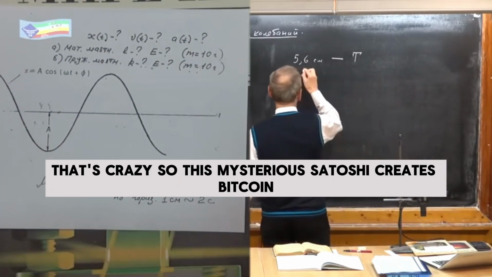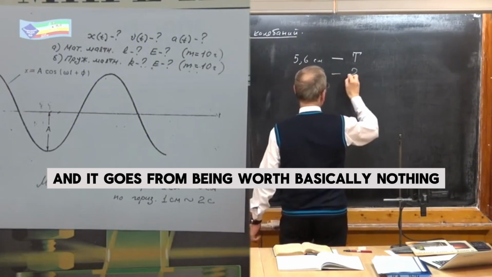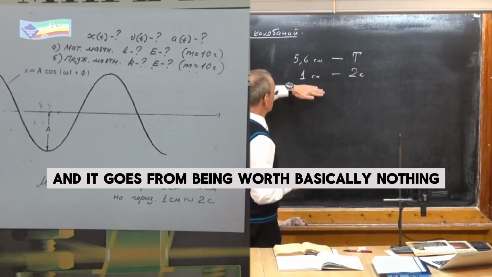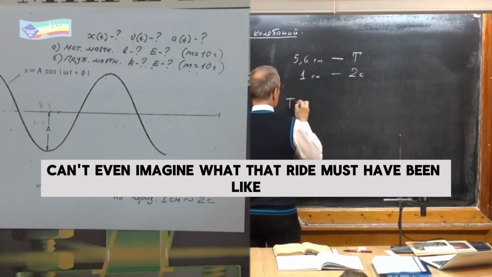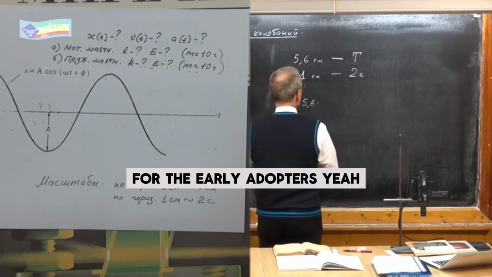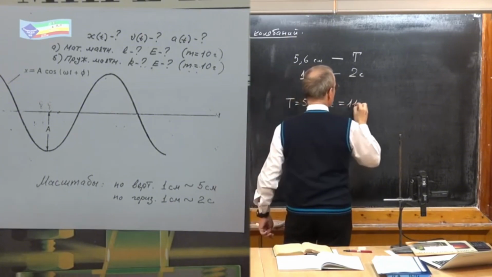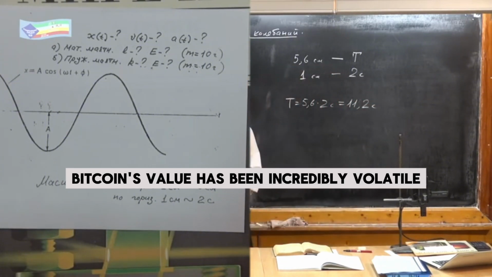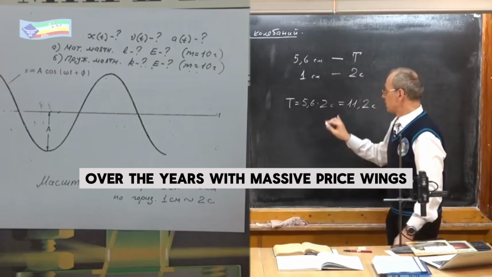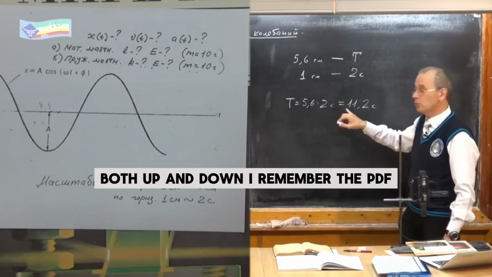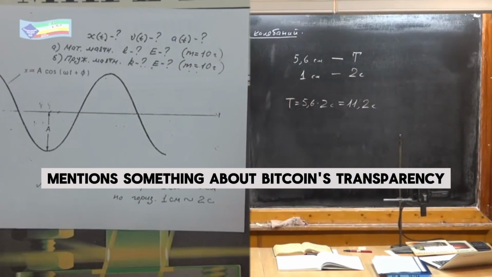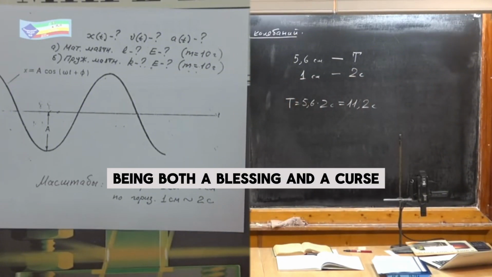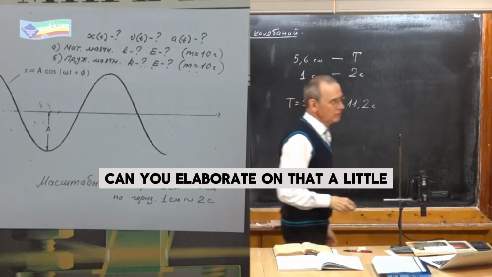So this mysterious Satoshi creates Bitcoin, and it goes from being worth basically nothing to being worth thousands of dollars today. Yeah. Can't even imagine what that ride must have been like for the early adopters. Yeah, it's been quite a journey. Bitcoin's value has been incredibly volatile over the years, with massive price swings both up and down. I remember the PDF mentioned something about Bitcoin's transparency being both a blessing and a curse. Can you elaborate on that a little?